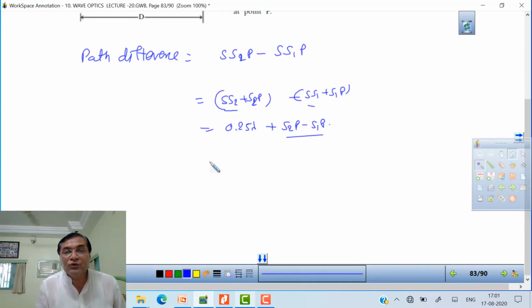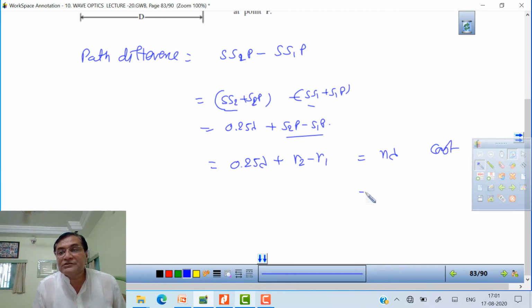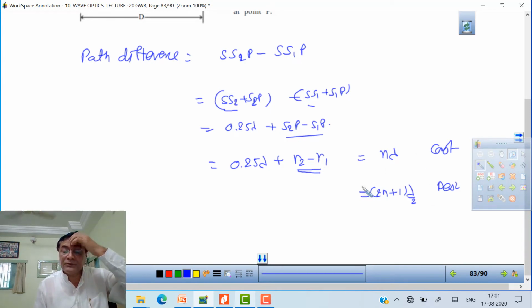Now this relation we know. So this is 0.25 lambda plus, I can say, R2 minus R1. If this is equal to n lambda, it is constructive, it is equal to 2n minus 1 or plus 1, it depends where n starts. 2n plus 1 lambda by 2, then it is destructive. So now you can find R2 minus R1, take the other side. So it is lambda by 4 minus lambda by 4. This is again very interesting.